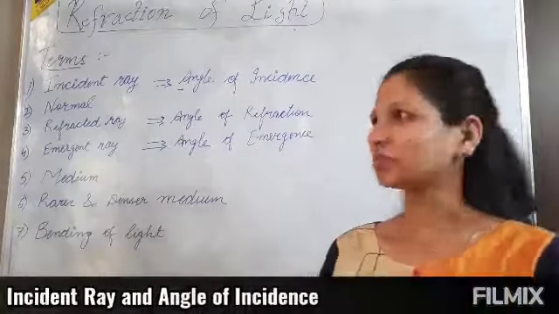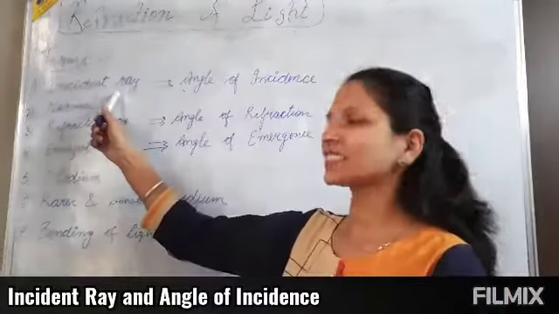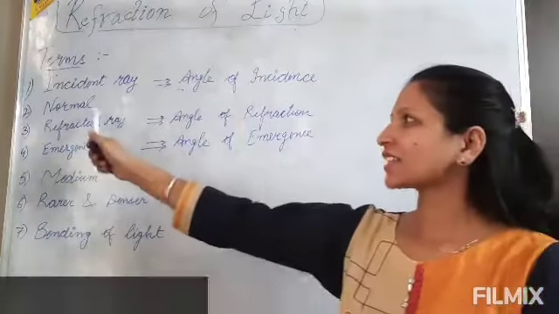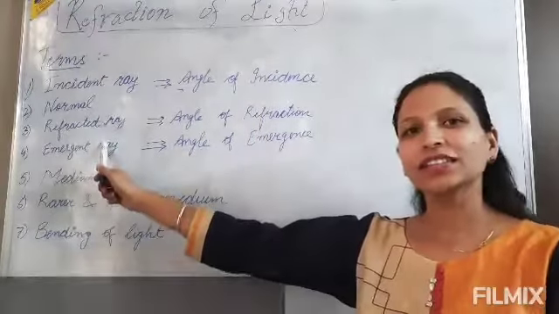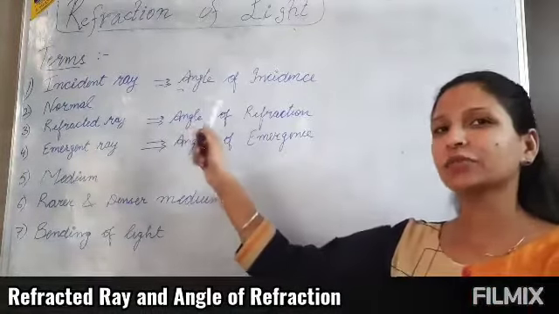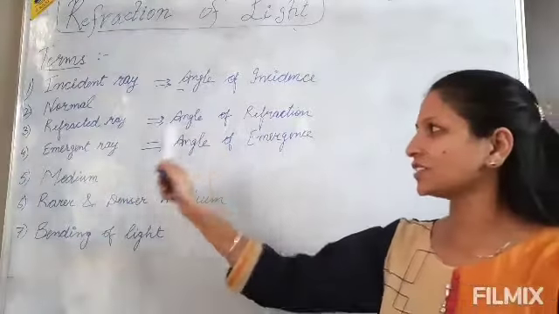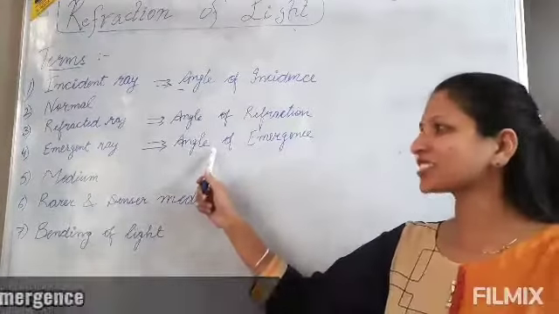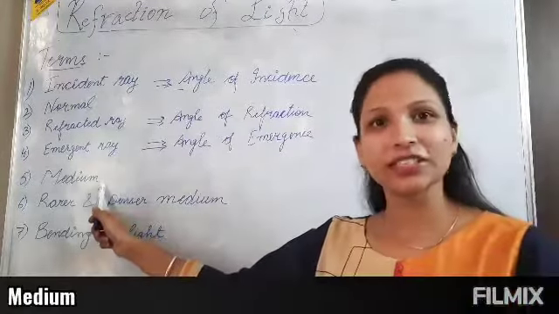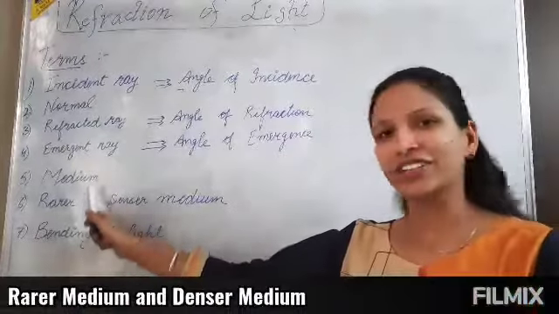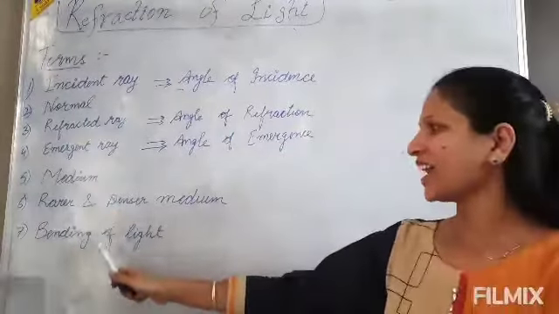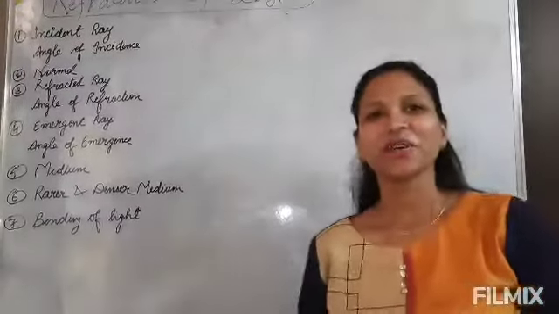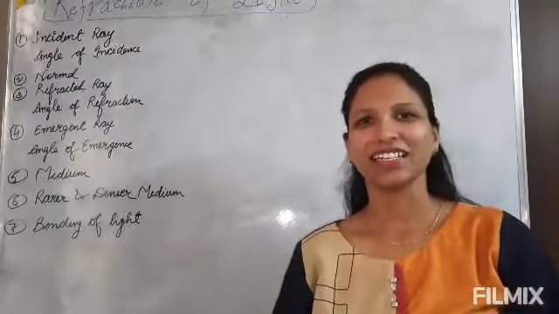Let's begin with the terms. First one is incident ray, जिसके related करेंगे angle of incidence. Second is normal. Third is refracted ray, जिसके साथ हम करेंगे angle of refraction. Fourth one is emergent ray, जिसके साथ है angle of emergence. Fifth is medium. Sixth is rarer and denser medium. And the last topic will be bending of light. So let's begin with the terms.